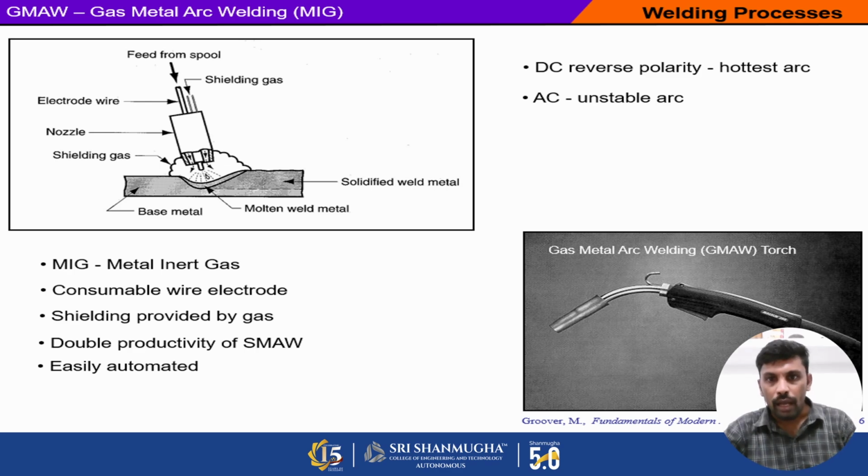This is a welding nozzle, or welding torch. In this welding, DC reverse polarity is mainly used. That is the hottest arc. After that, AC means the unstable arc.